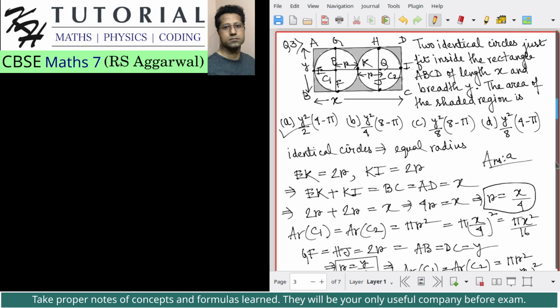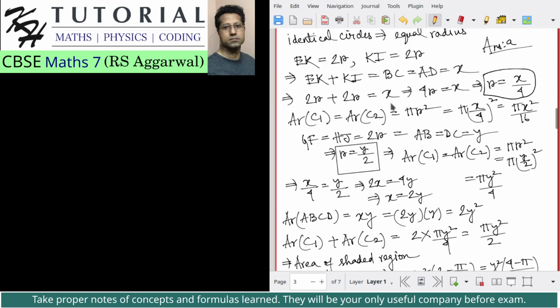So the important concept was, since the two circles are identical and they are just fitting inside the rectangle, as you can see, the diameter of the circle has to be equal to the breadth of the rectangle, and the sum of twice the diameter of each circle will be equal to the length of the rectangle, and hence we must have the length of the rectangle equal to twice the breadth of the rectangle.